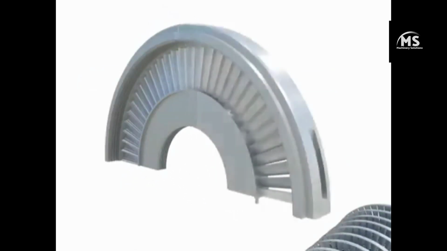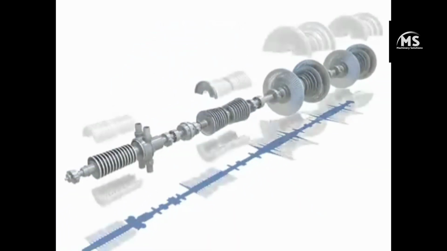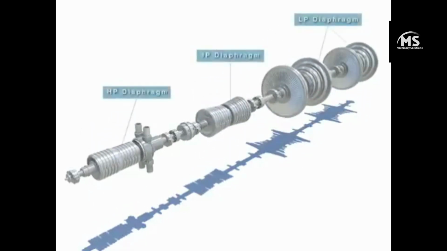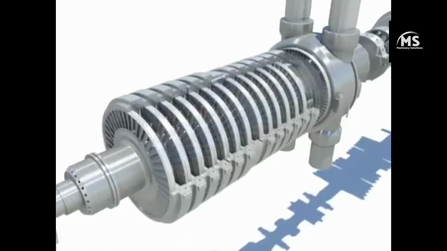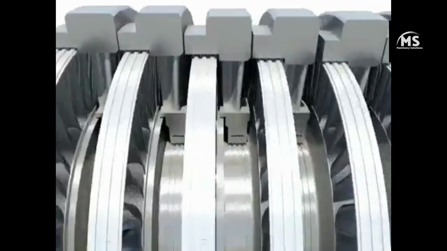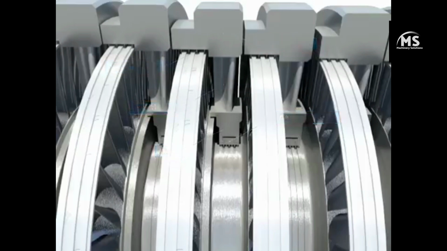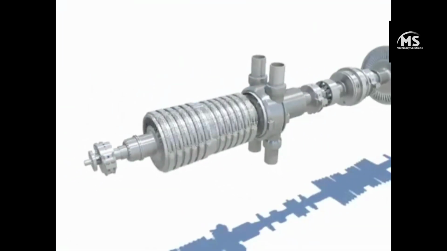The partition holds the web up by welding to the outer ring and web. The outer ring bears the partition and makes space for the spill strip to locate. The web bears the partition and makes space for the dowel pin and packing ring to locate. The spill strip reduces leakage steam between the rear of the bucket and diaphragm, and the packing ring reduces the leakage steam between the rotor and diaphragm.